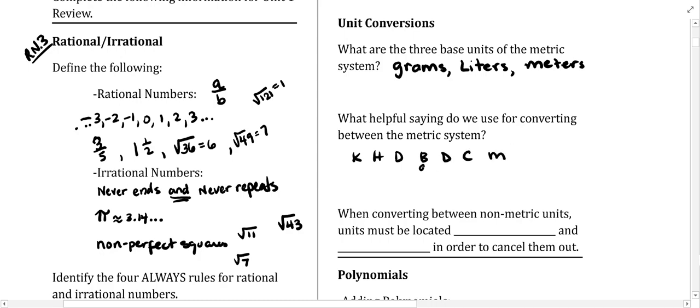This is the base unit, so it can either be grams, liters, or meters, right? This is your decimeter, your centimeters, and your millimeters. This is deca, hecta, and kilo, right? And they go up by a factor of 10. So if you're going from right to left, the decimal moves to the right.